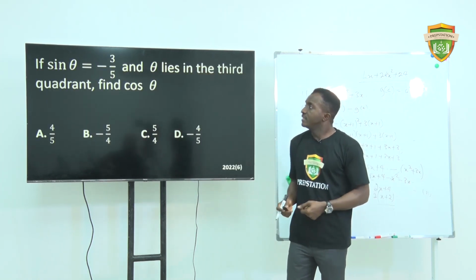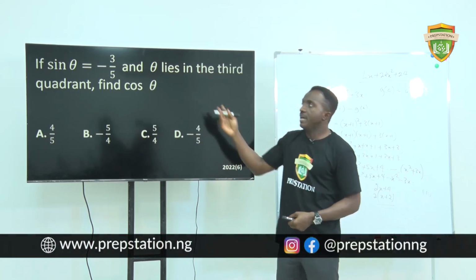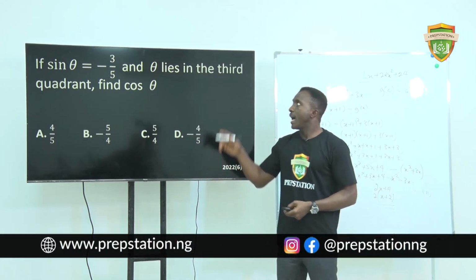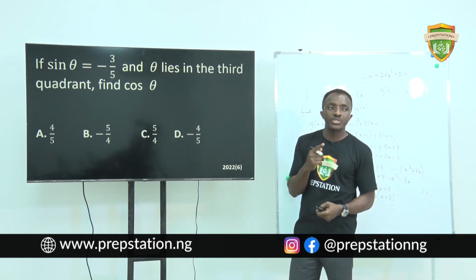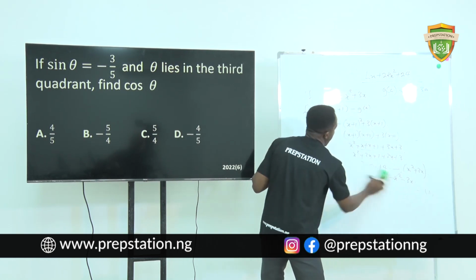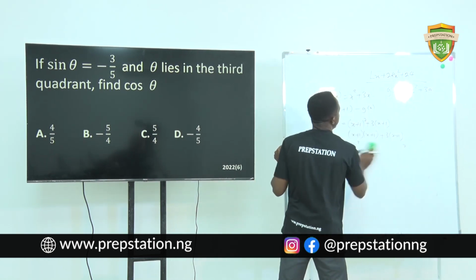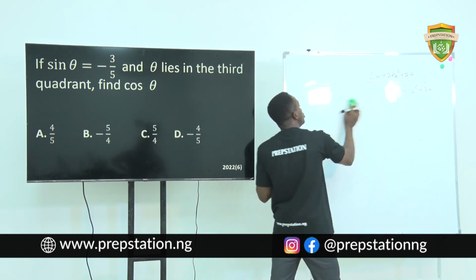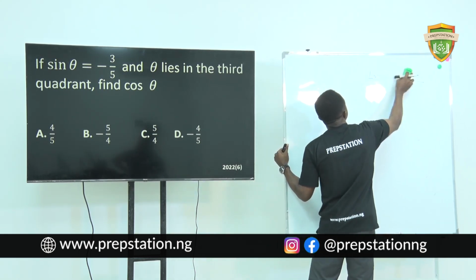Now, we're going to look at the first question here. It says, if sine theta equals minus 3 over 5, and theta lies in the third quadrant, find cos theta. Now, third quadrant. I'm going to teach you something about the quadrant very quickly. It's more like a reminder for those of you who know. But for those who do not know, you're going to be learning that for the first time.